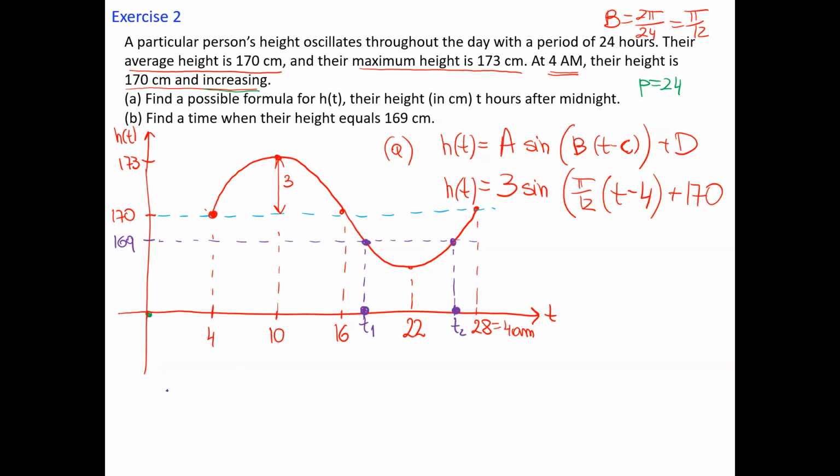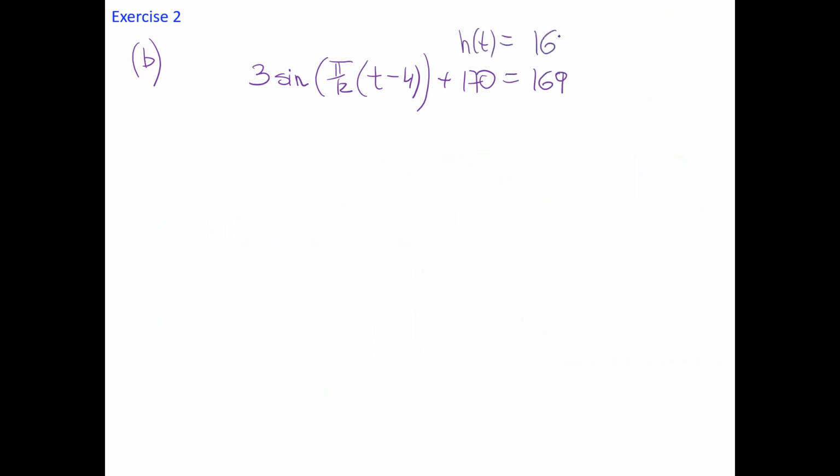Okay, for part B we want our height to be 169. We do have an equation, so let's solve it. The model was 3 sine of pi over 12 times (t minus 4), where 4 is 4 a.m., plus 170, and that equals 169, because this is the height.